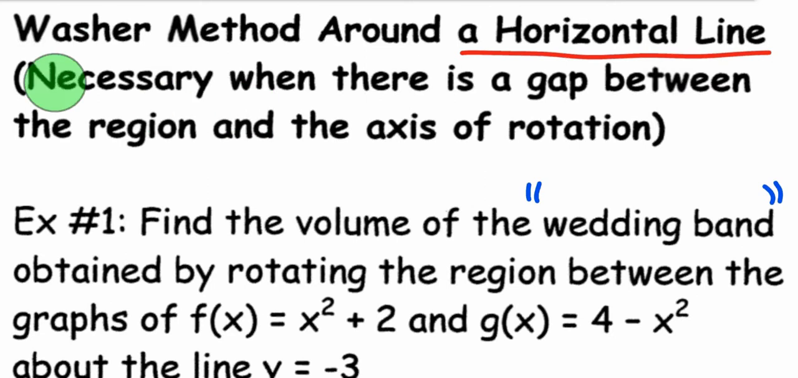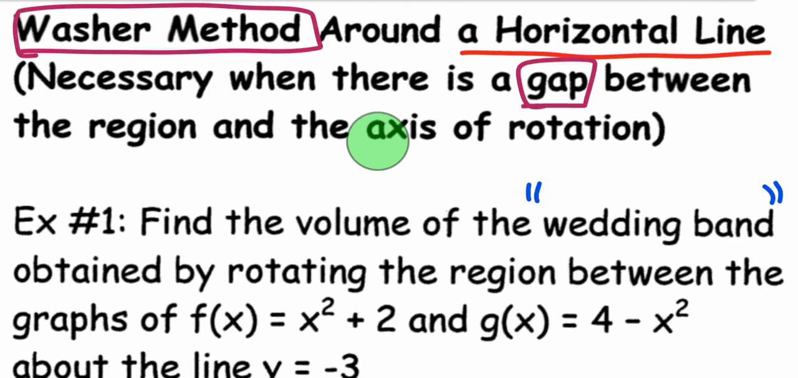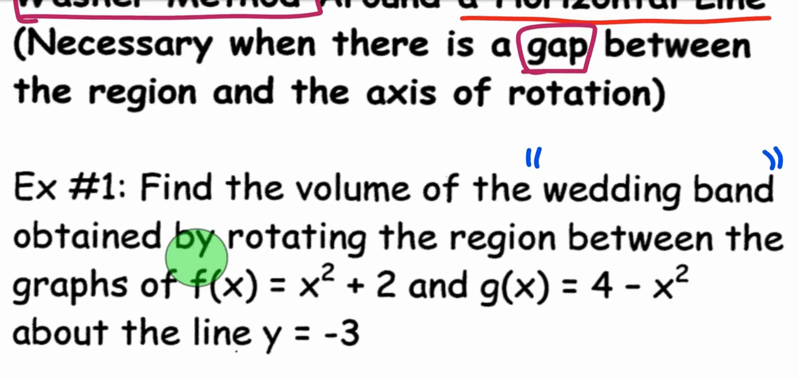Now, the washer method is necessary when there is a gap between the region that you are rotating and the axis of rotation. So when that gap exists, you will be using the washer method. If there's no gap, as we've seen previously, you use the disk method. Anyway, we'll see that when we go ahead and graph this particular region.